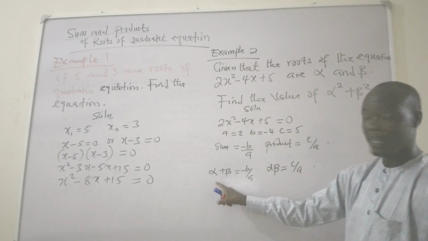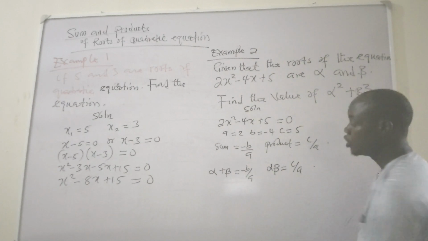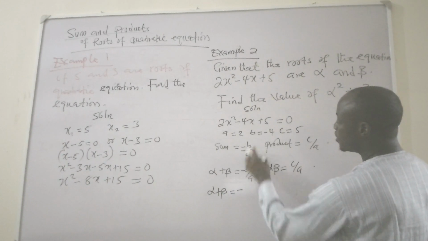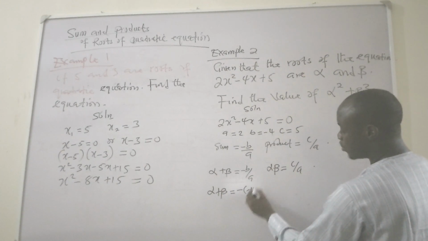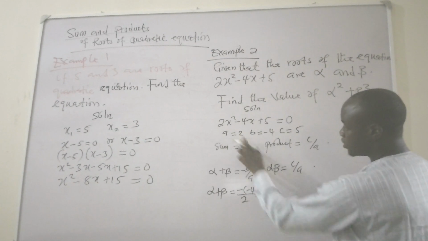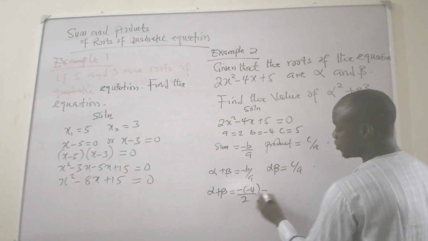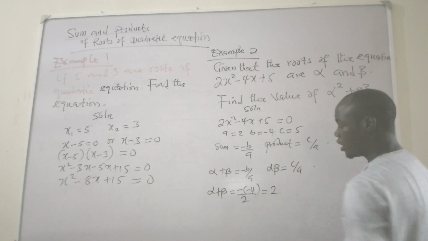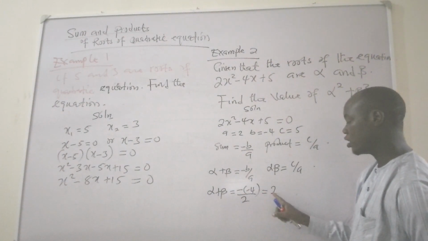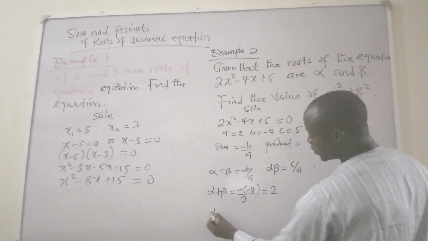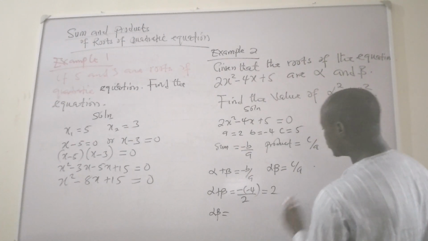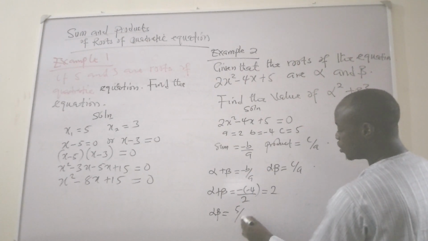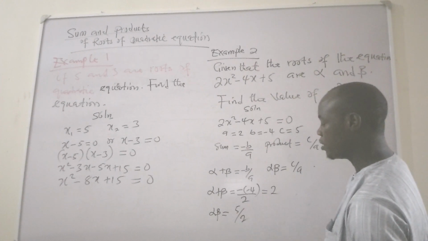So now we are going to find the value of alpha plus beta. So alpha plus beta is equal to minus, our b is minus 4, so open bracket minus 4 divided by 2, which is the value of our a. Minus times minus is plus, so we have 4 divided by 2, we have 2. So alpha plus beta is equal to 2. And then the product, alpha times beta, is equal to c over a. So our c is 5 and our a is 2, so we have 5 divided by 2.